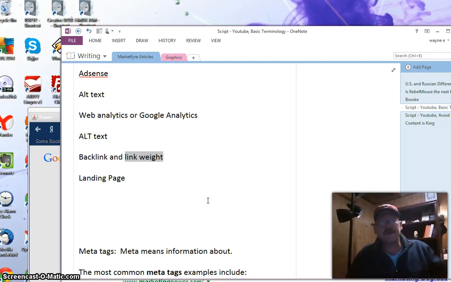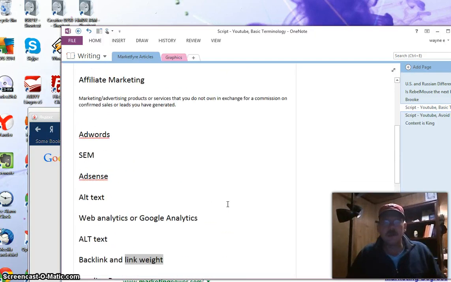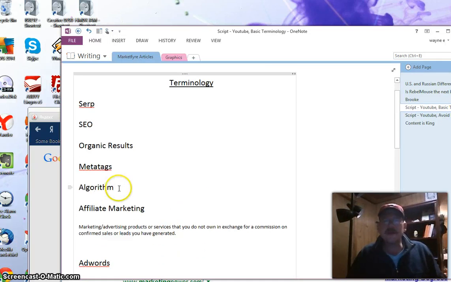Now, if you have links from a lot of places that are relevant and have a good link weight, then that brings you up even more. And that's how some of the big sites get up so high in search engine rankings. There's a lot of people linking to the resources. A lot of people share those links on other websites. So that's what the algorithm is.